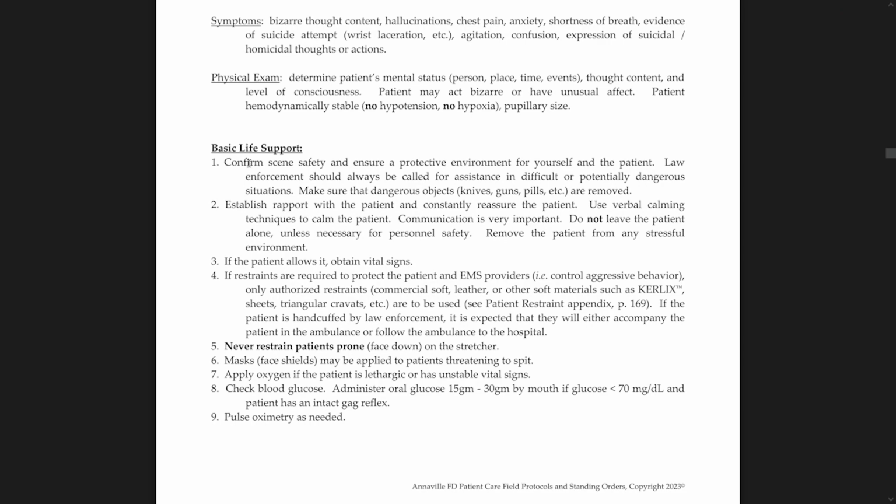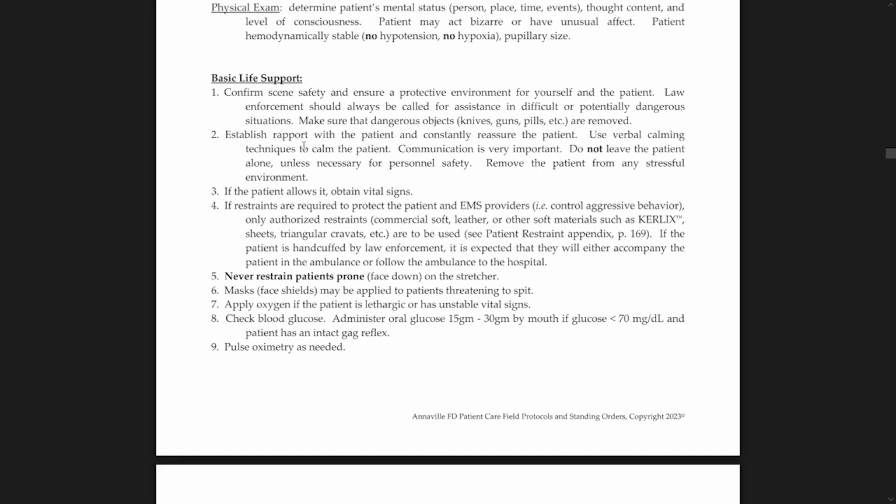So, for the BLS side, confirm scene safety and ensure that you have a protective environment for yourself and the patient. Contact PD early if you're considering that this is a possible dangerous situation, and make sure that dangerous objects like knives, guns, and pills are removed before you get on scene. Establish a rapport with your patient and constantly reassure the patient. Use verbal calming techniques to calm them, and communication is very important. Do not leave the patient alone unless needed for personal safety. Remove the patient from any stressful environment. If the patient allows it, obtain vital signs.